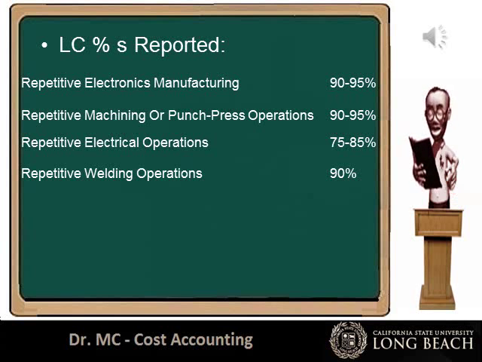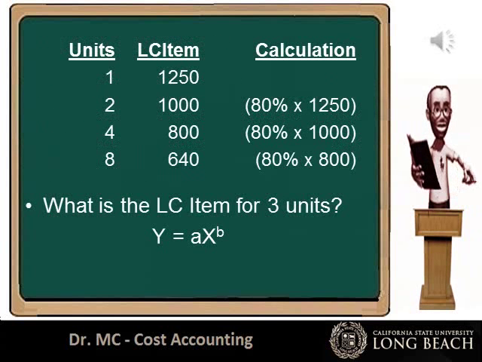This slide shows the 80% learning curve that we discussed earlier. We can calculate the learning curve item for 1, 2, 4, or 8 units using the 80% rule that we discussed, but what about the learning curve item for 3 units? The formula given at the bottom of the slide can be used to figure out the learning curve item for every unit.